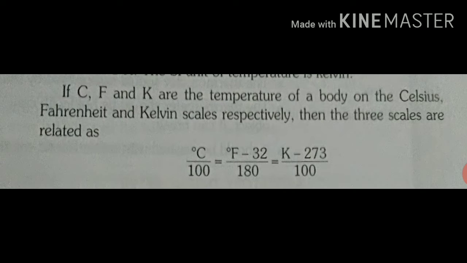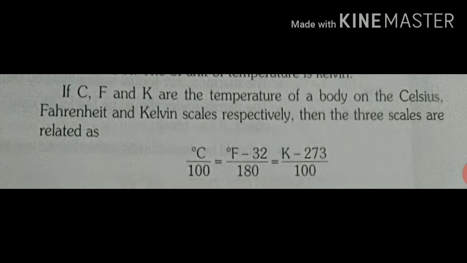each other. So students, if C, F and K are the temperatures of a body on the Celsius, Fahrenheit and Kelvin scales respectively, then the three scales are related as: C divided by 100 is equal to F minus 32 divided by 180 is equal to K minus 273 divided by 100.